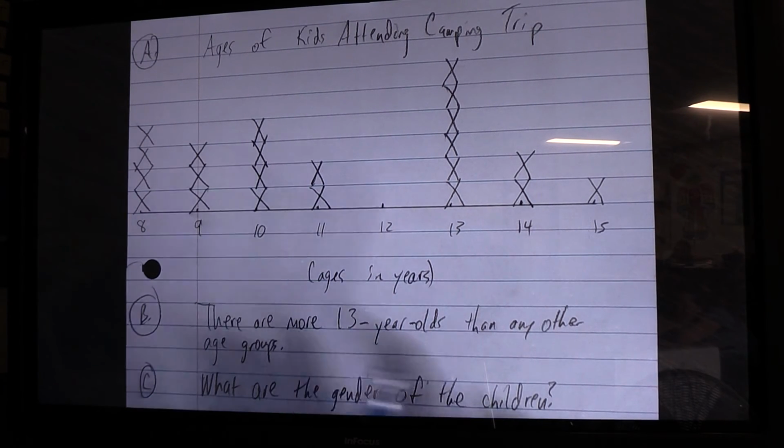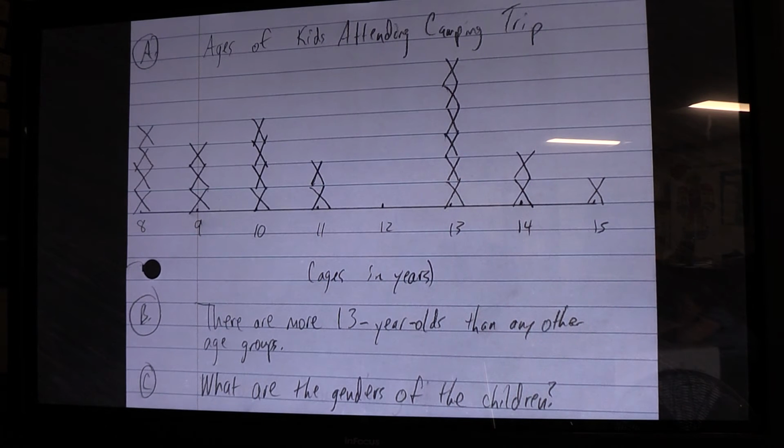And I have a question. You have a question, child? Shouldn't it be ages of kids attending a camping trip instead of just attending camping trip? Okay, this is a title. It's not an actual sentence, so I can leave out articles and stuff because it's just a title. You know, titles can be phrases. You know, they're not going to be complete thoughts, perhaps.